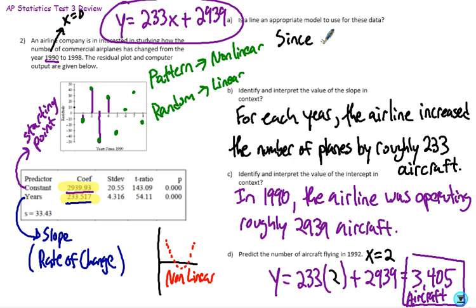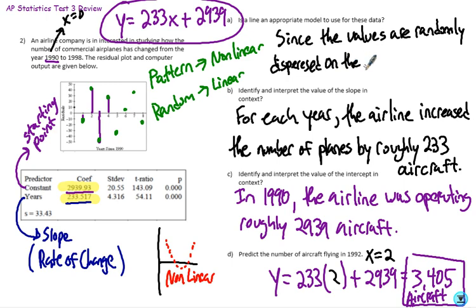since the values are randomly dispersed, right? Dispersed meaning kind of spread out. Since they're randomly dispersed on the residual plot, then a linear model is appropriate.